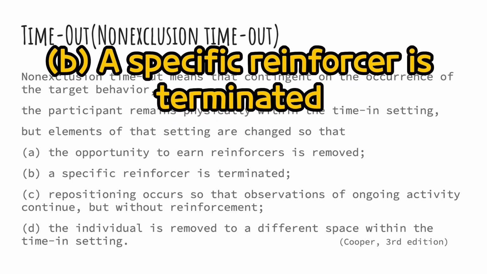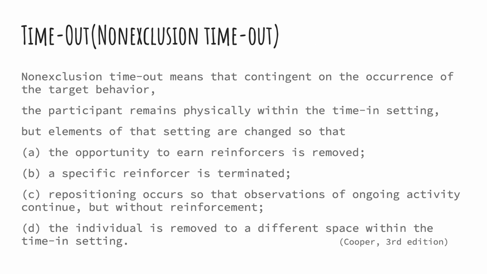A specific reinforcer is terminated. In this case, a particular reward or positive consequence that was previously available to the individual is stopped or taken away during the timeout period. For instance, if a child is placed in timeout at home, their access to a preferred activity like playing with toys may be temporarily terminated.